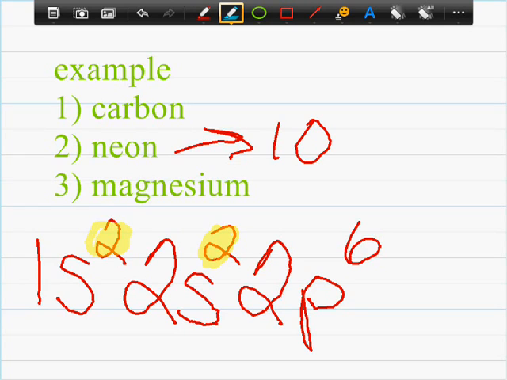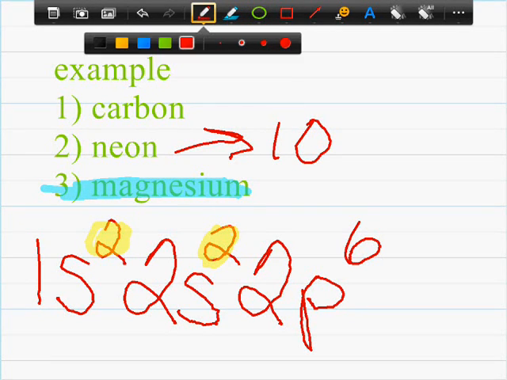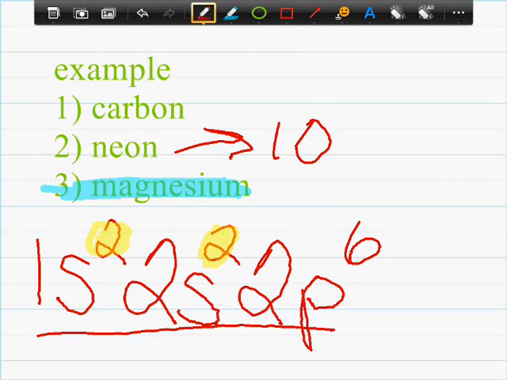Now that we know neon's electron configuration, it would be very simple to write out magnesium's electron configuration. We know that neon has an atomic number of 10, and we know that this is its electron configuration. Now, according to the periodic table, magnesium has an atomic number of 12, 2 more electrons than neon has. So instead of starting from scratch, we can start right where we left off with neon and just add on another orbital and put our 2 electrons on there.